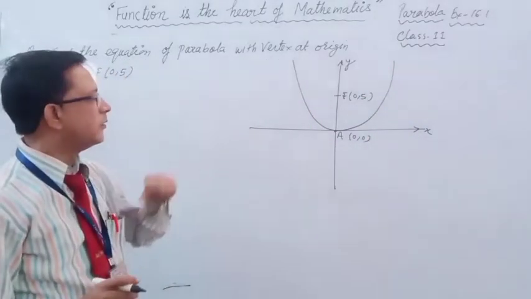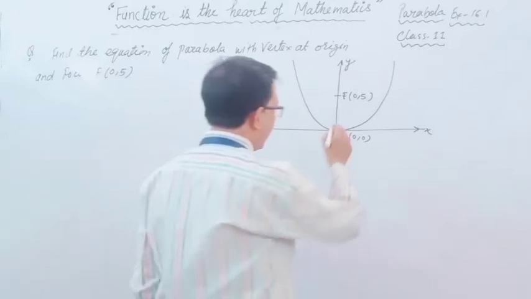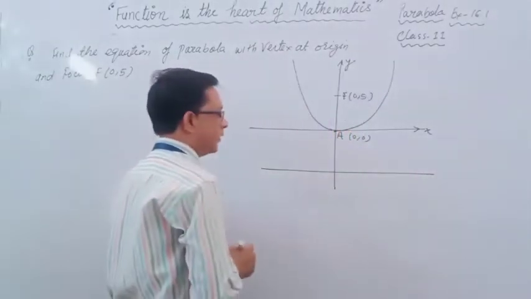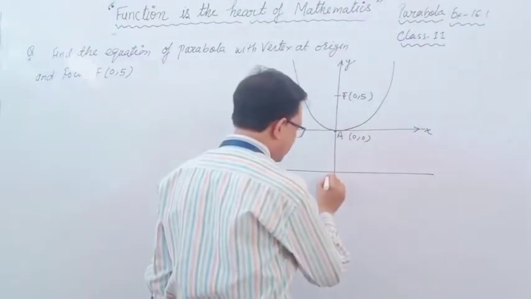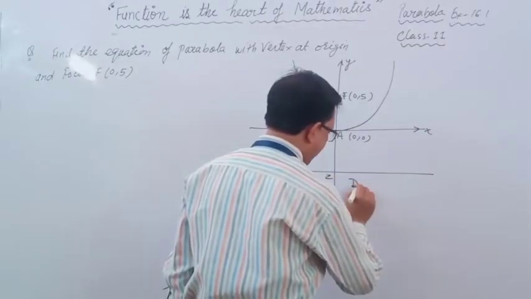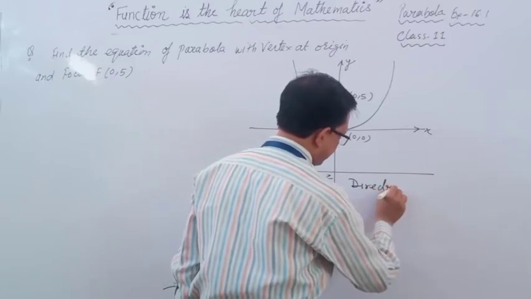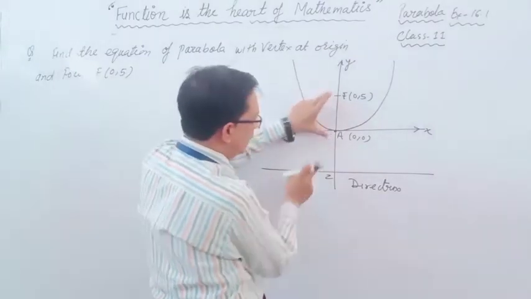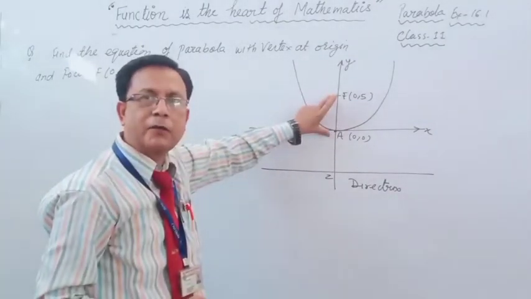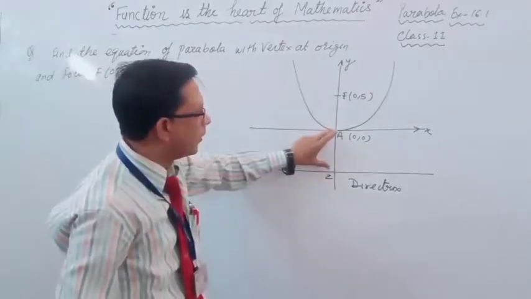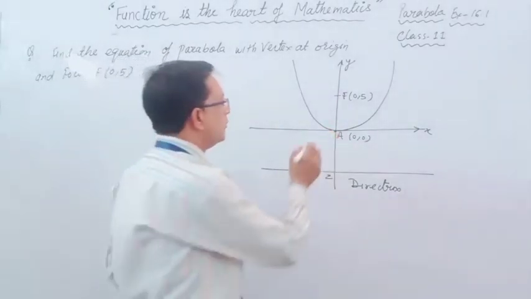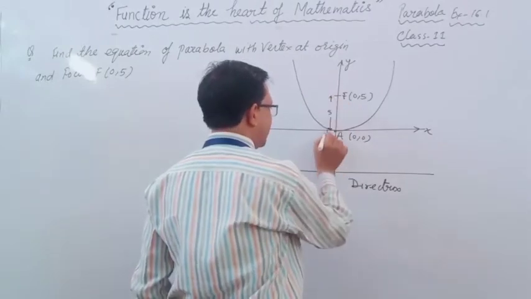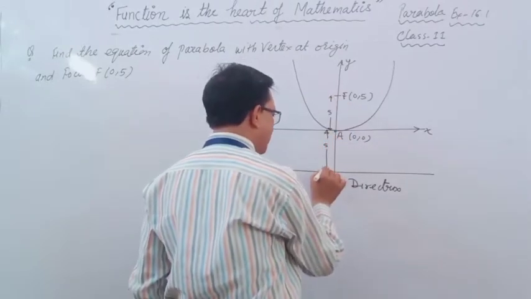The parabola is rotated in this direction, and to find the equation we also need the directrix. This is the directrix of the parabola, and the distance between the focus and the vertex is 5 units. So from the vertex to the directrix this distance is also 5, by the theory of the parabola.